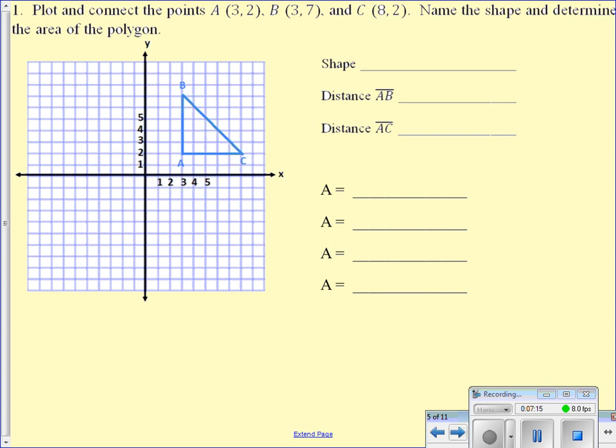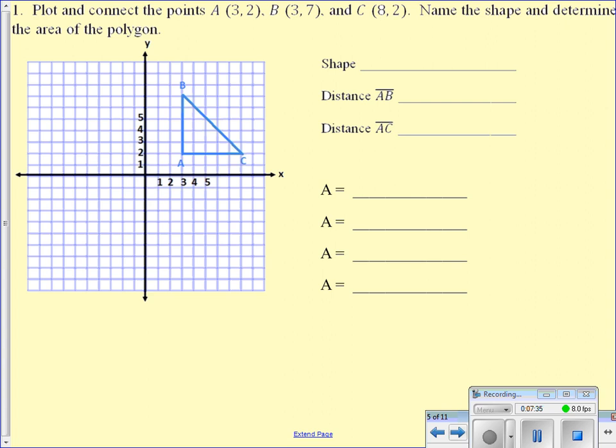So number 1, plot and connect points A, B, and C. I already did it for you. So to save time, I already plotted the points for you. Name the shape and determine the area of the polygon. So what shape is that?